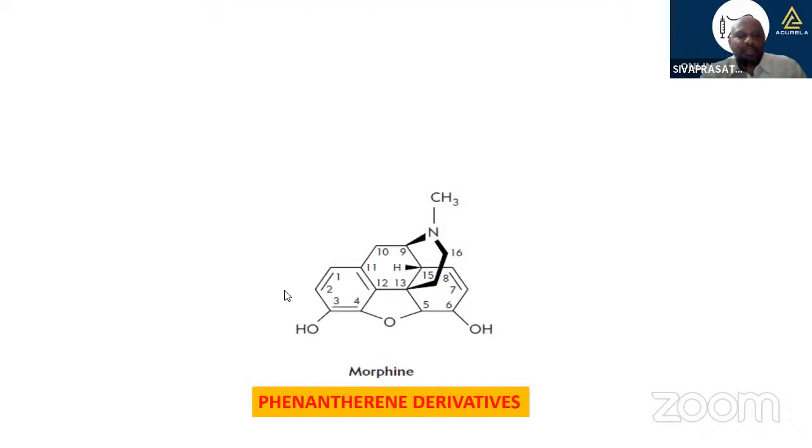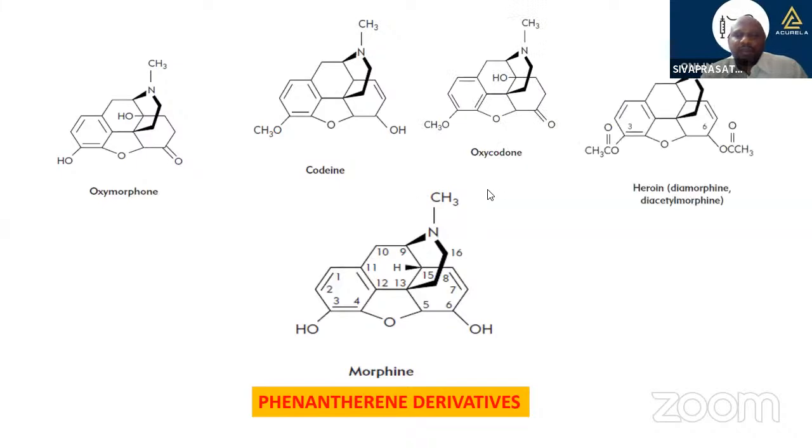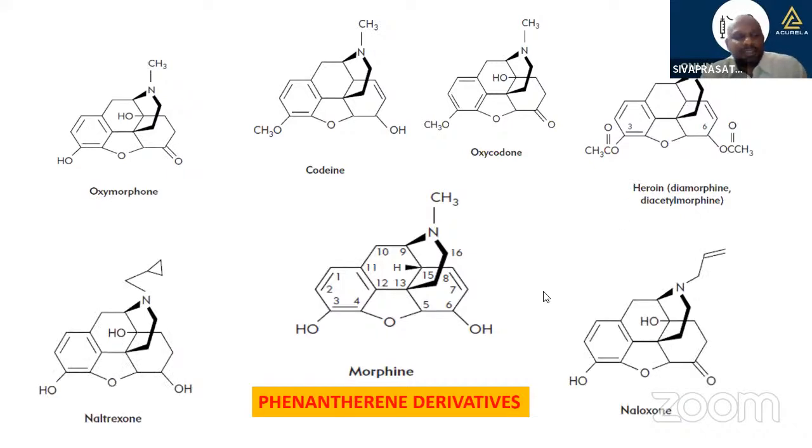So this is the morphine molecule, the phenanthrene molecule. If you change the hydroxyl group here into a keto group, you get oxymorphone. If you change it to a methyl group and this hydroxyl, you get codeine. If you combine these two, you get oxycodone. And if you put two acetyl groups on these hydroxyl groups, you get heroin. So all this classification is developed because of this backbone phenanthrene nucleus. Even the antagonists, naloxone and naltrexone, are phenanthrene molecules basically, with allyl substitution on the nitrogen atom, so that they can act as antagonists.